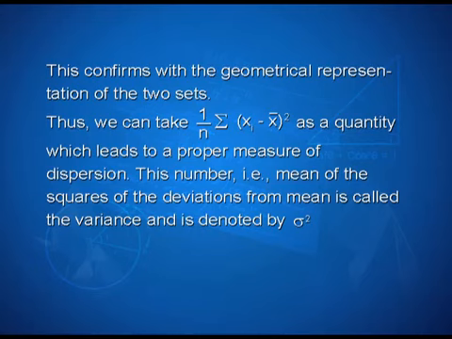This number, that is, the mean of the squares of the deviations from the mean, is called the variance, and it is denoted by sigma square. Therefore, the variance of n observations x1, x2 and so on up to xn is given by sigma square is equal to 1 upon n into the summation, i varying from 1 to n, of (xi minus x bar) the whole square.